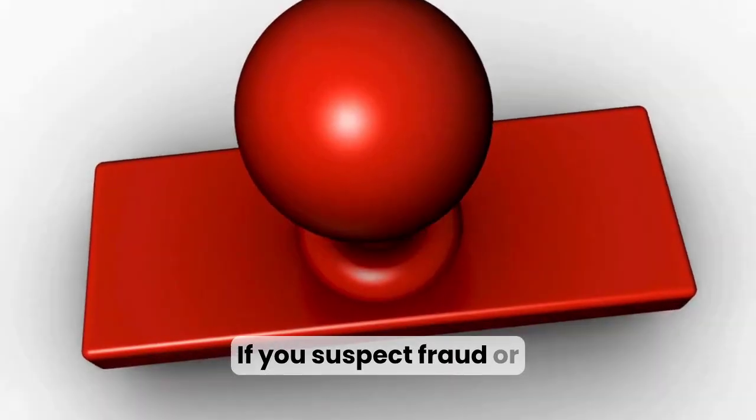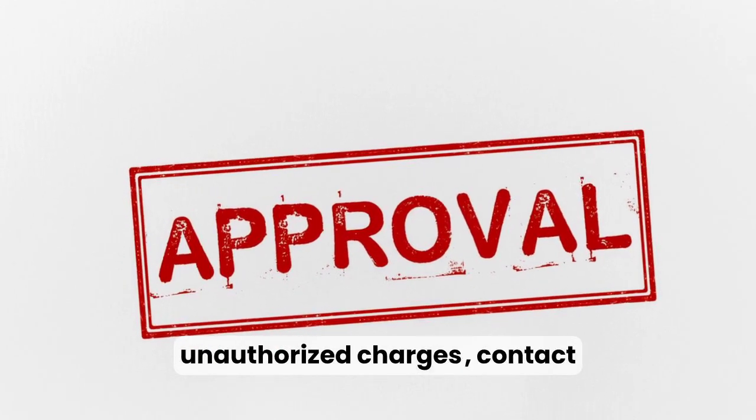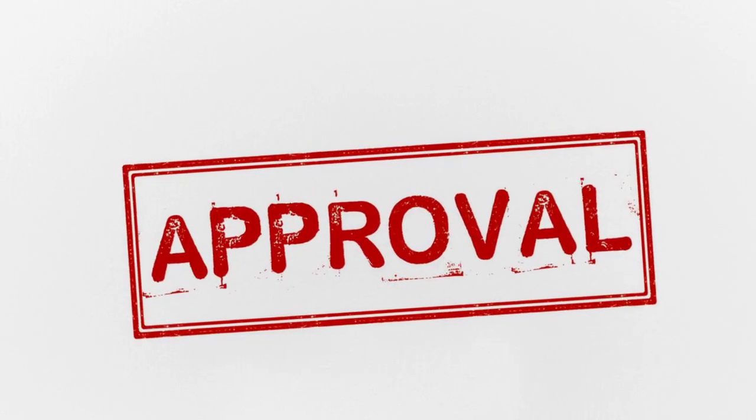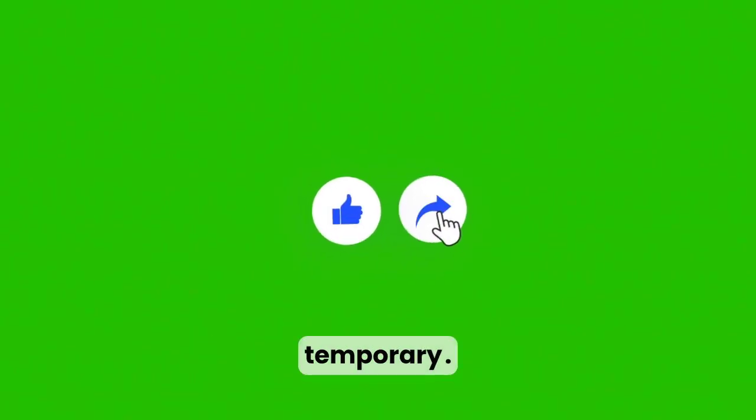If you suspect fraud or unauthorized charges, contact Citi immediately using the in-app support or the number on the back of your card. Remember, Quick-Lock is temporary. To replace a lost or stolen card, contact Citi to cancel and reorder a card.